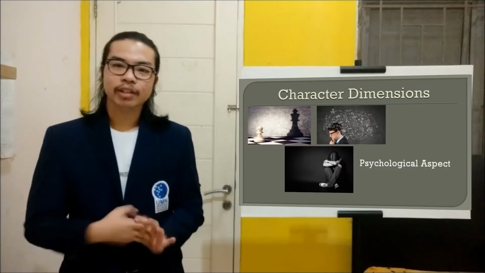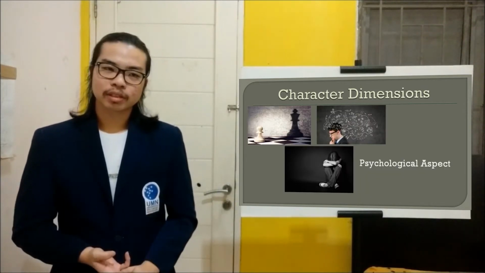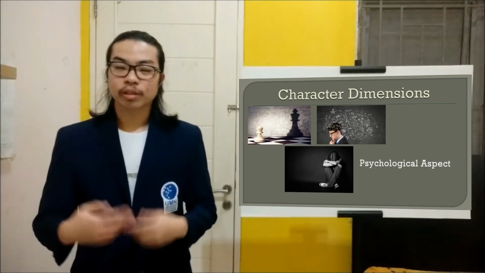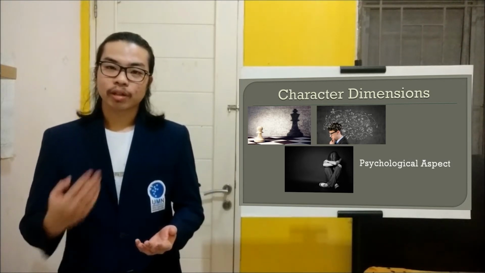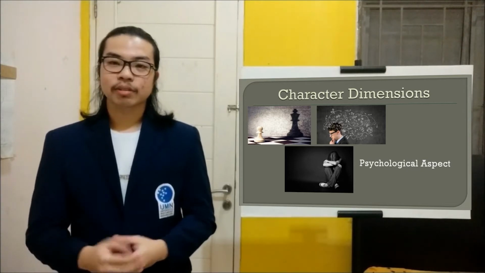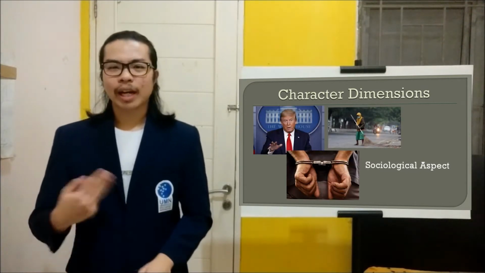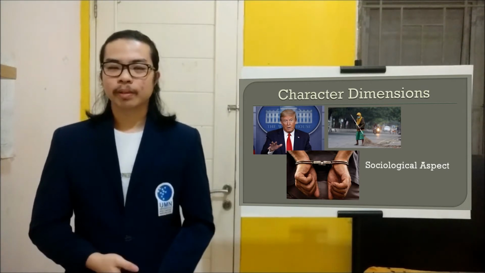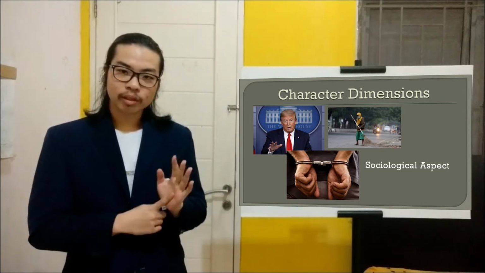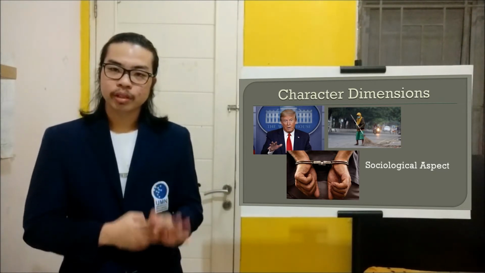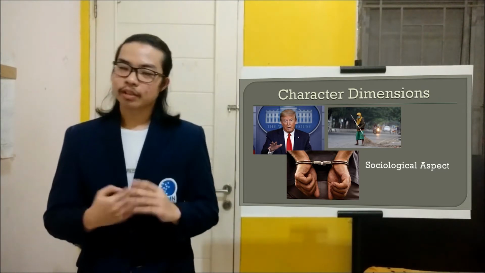And next is the psychological aspect, which is how do they actually act? Do they have any past regrets? What are their ambitions? What are their personalities? And so on. And finally is the sociological aspect, or how do people actually look at these people? What are their occupation, their education, their political views, their reputation to the public, and so on.